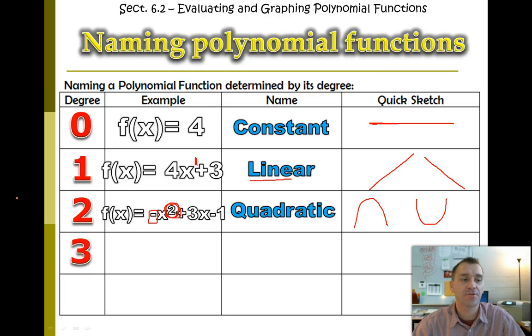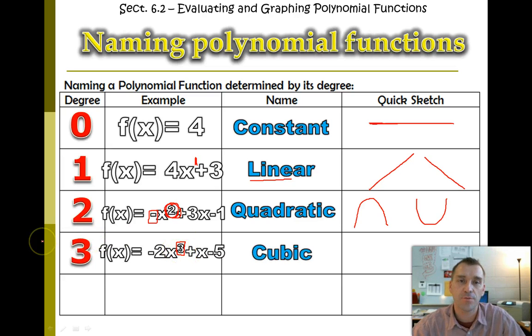What happens if we have a degree of 3? Well, here's an example of one. You got negative 2x to the third power plus x to the first minus 5. Notice the highest power is 3. That guy right there, special name, is called a cubic function. What in the world does a cubic function look like? Actually, that would make sense because, listen, that's cubed. To the third power is cubed. So cubic would make sense in terms of the name.